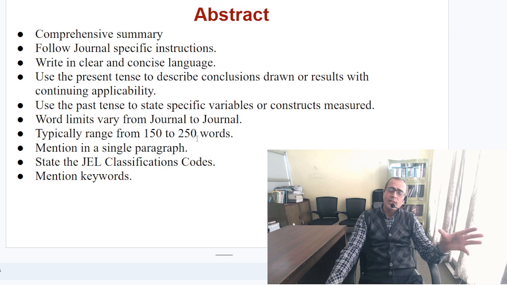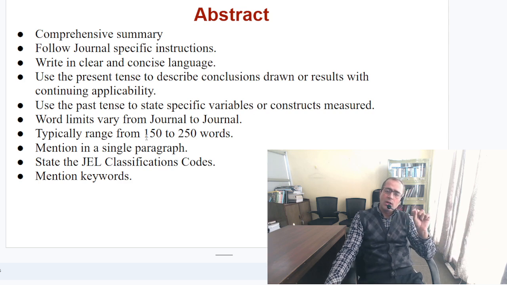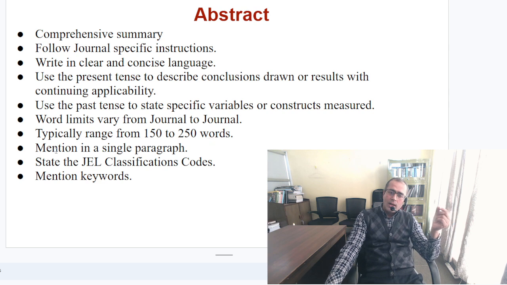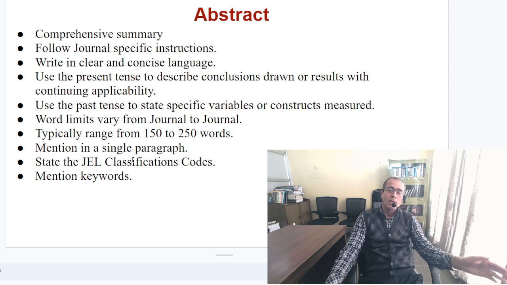Typically we say that as per APA 7th edition, it is 150 to 250 words. And it is always good to present your abstract in a single paragraph, and at the same time you have to mention your JEL classification. This is all about the Journal of Economic Literature. Okay, it's a code that you have to mention for your research area. You could mention your JEL classification, and also don't forget to mention your keywords, friends. That is based on your overall thesis statement, overall research.